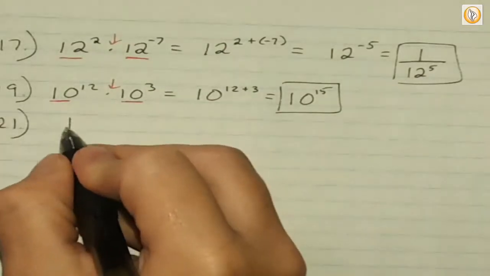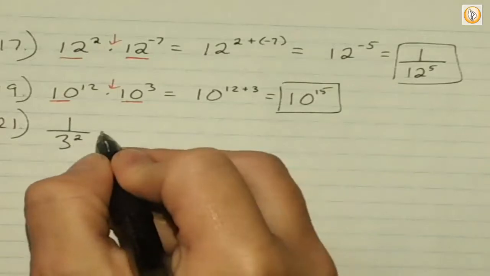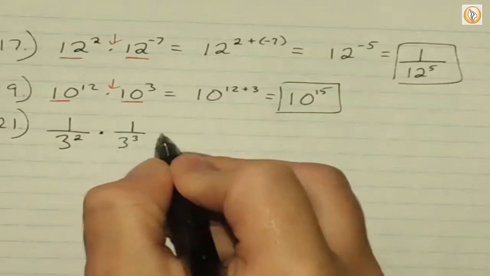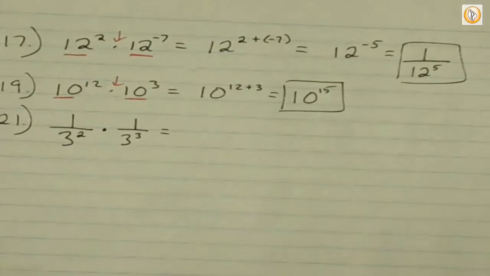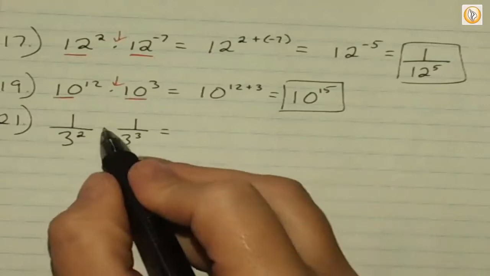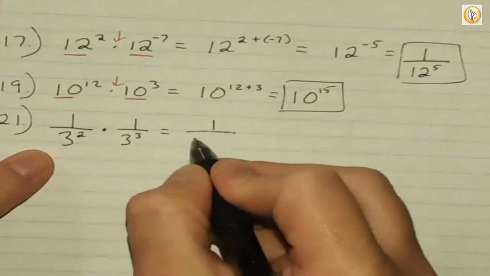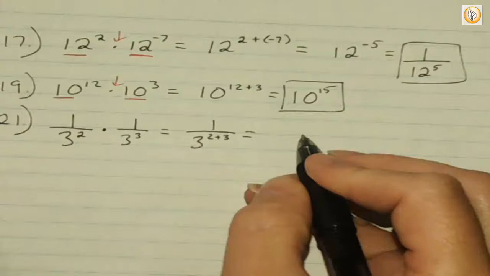Gabby, you have 1 over 3 to the second power times 1 over 3 to the third power. You add the exponents. Why? That's right. We're multiplying. The bases are the same, so we're going to add them. And what do you get?